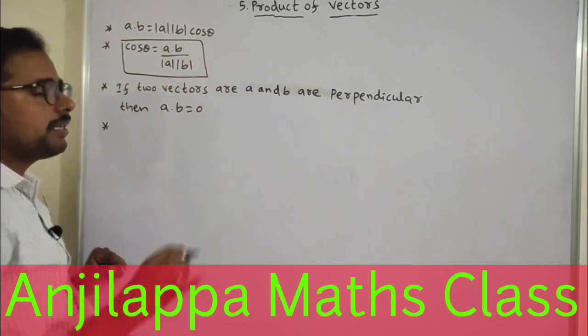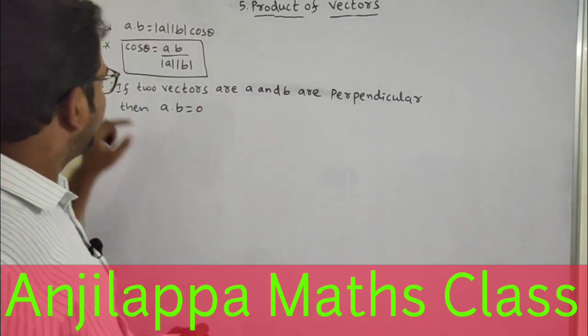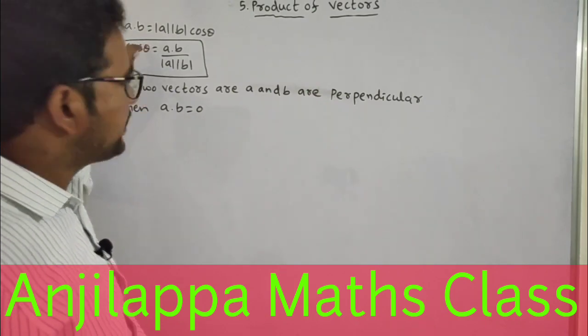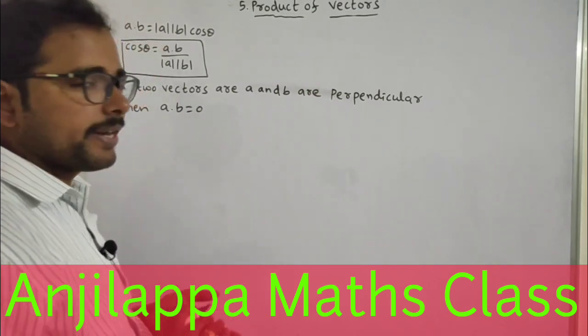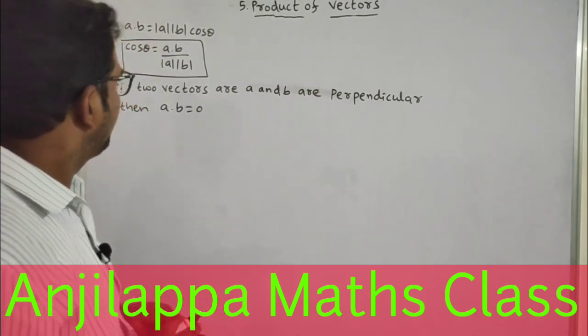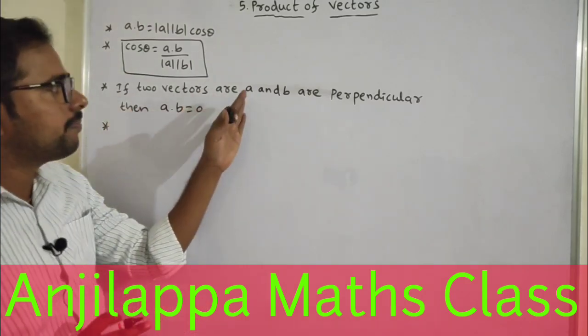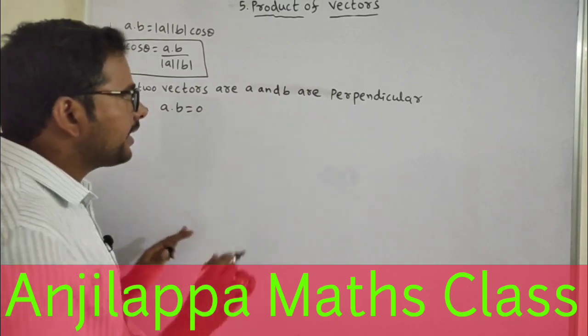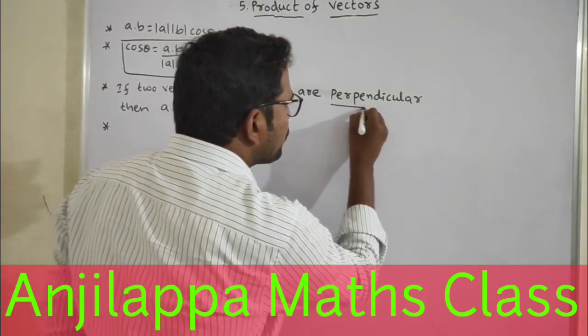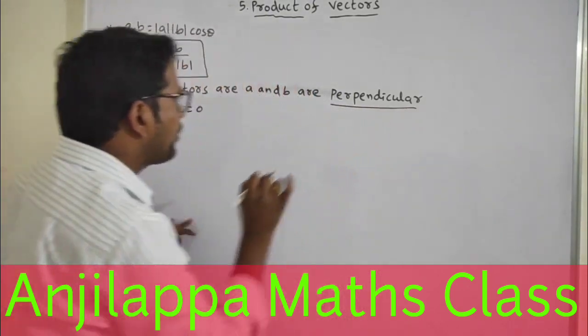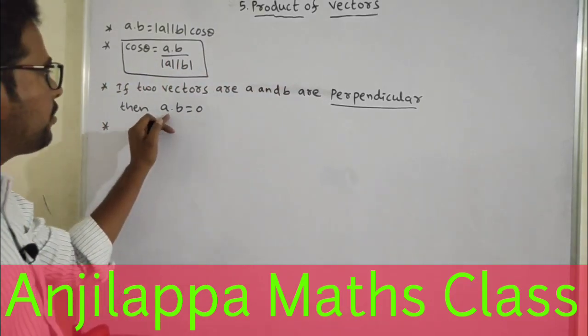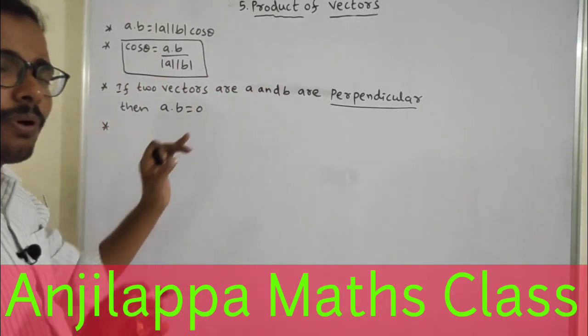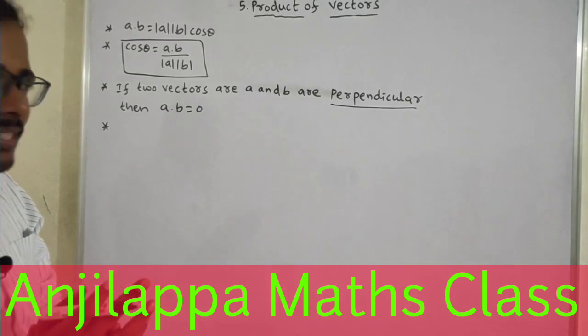And to find the angle between two vectors, we have to use this formula: cos theta is equal to a dot b by mod a mod b. Next, if two vectors a and b are perpendicular, very very important, then a dot b is equal to 0. The dot product of two vectors is equal to 0.